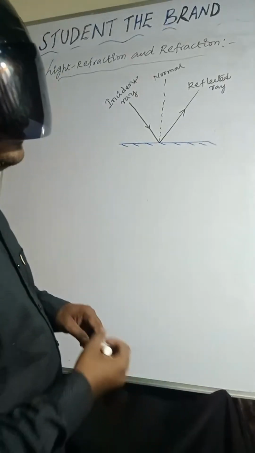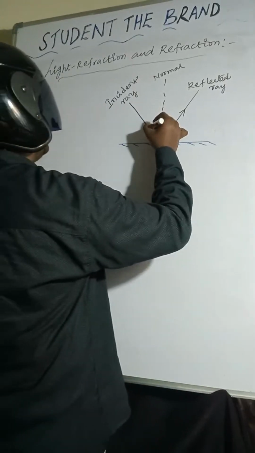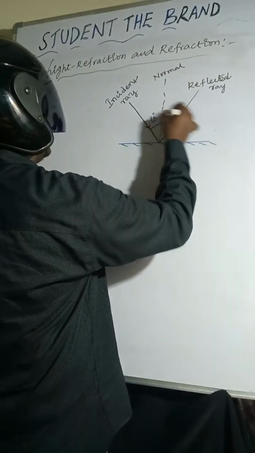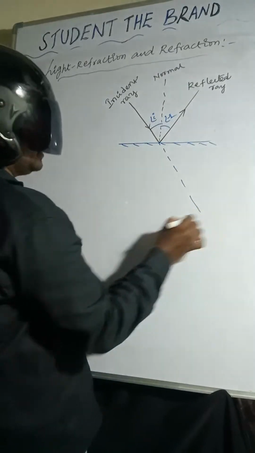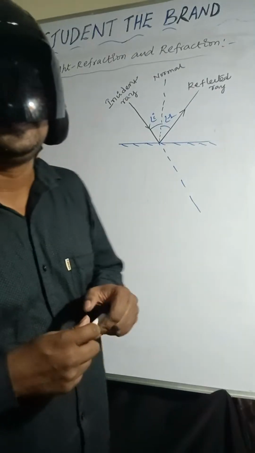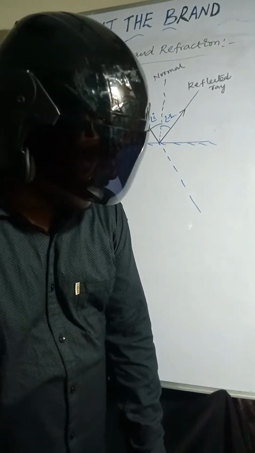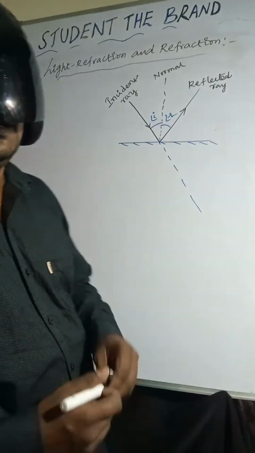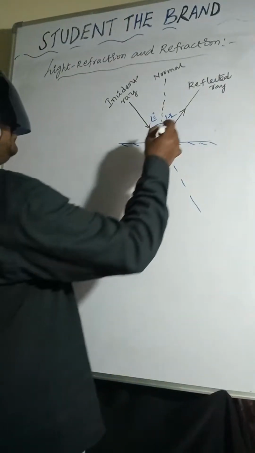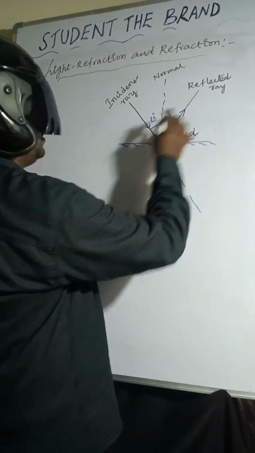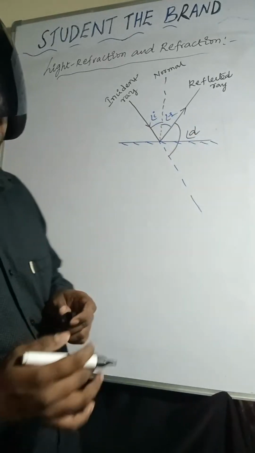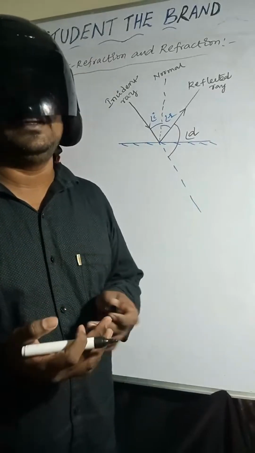The angle between the incident ray and the normal line is called the angle of incidence. The angle between the reflected ray and the normal line is called the angle of reflection, and this is the undeviated line. The angle between the reflected ray and the undeviated line is called the angle of deviation.